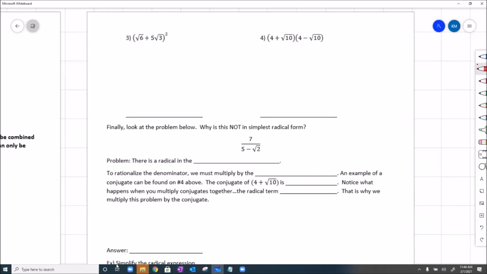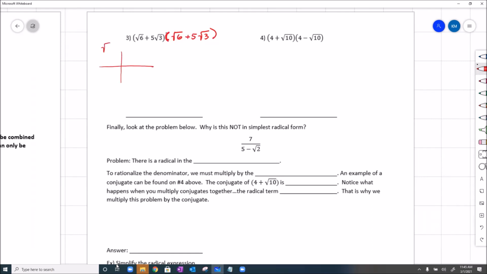All right. Number 3, we have radical 6 plus 5 radical 3, squared. Remember, when we square something, that means we're multiplying it by itself. So I would typically encourage you to rewrite this problem as a multiplying problem rather than a square problem. Same thing. Either way you do it, I don't really care. I'll do this one with the box method, another one with FOIL.